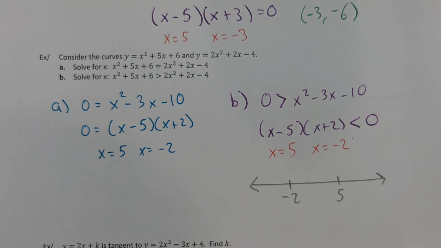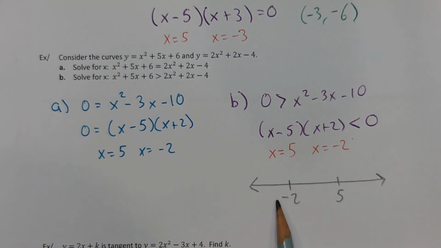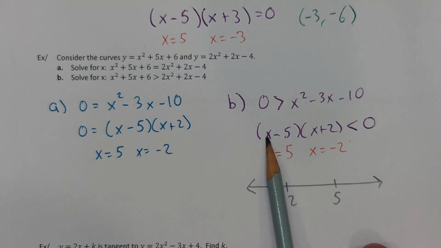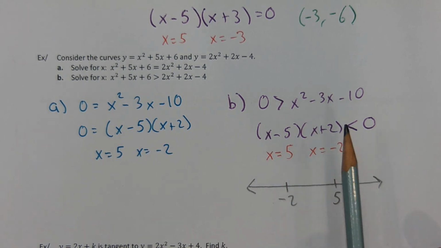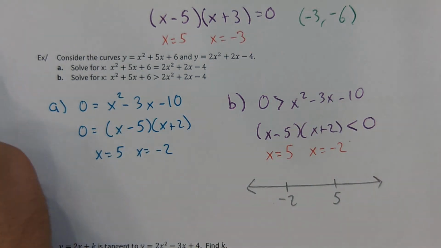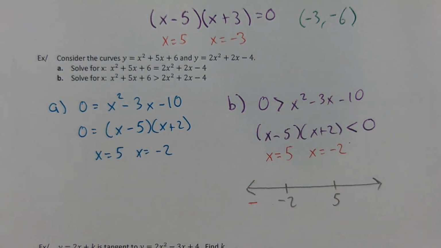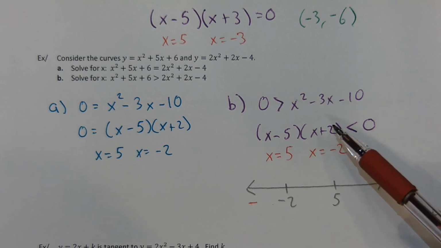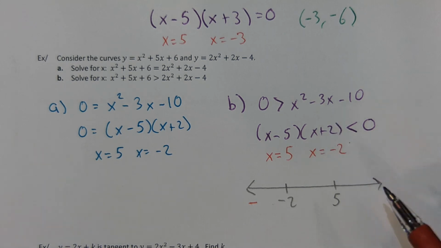So all we have to do is test the zones and see if those zones result in positive or negative answers. Let's find out. Let's grab a number to the left of negative 2, like negative 3. Negative 3 minus 5 is a negative number. Negative 3 plus 2 is a negative number.